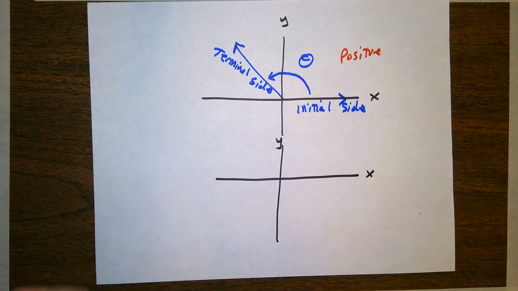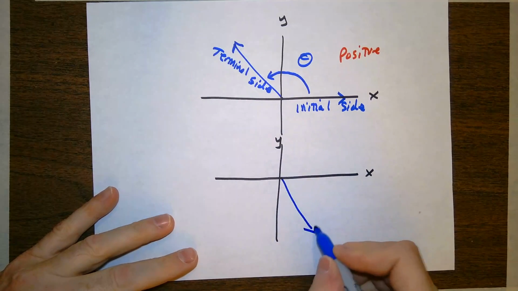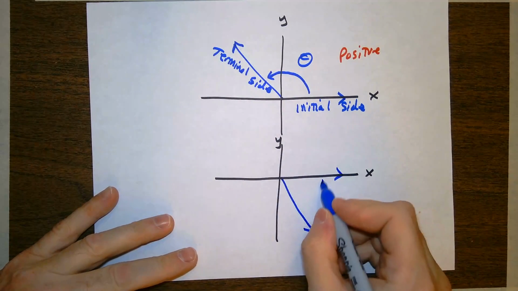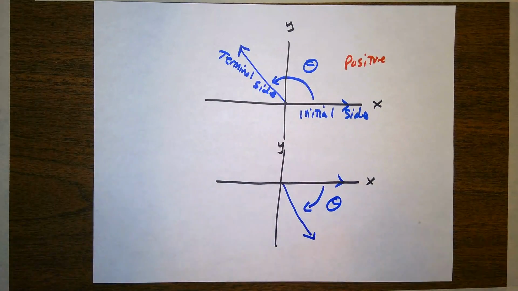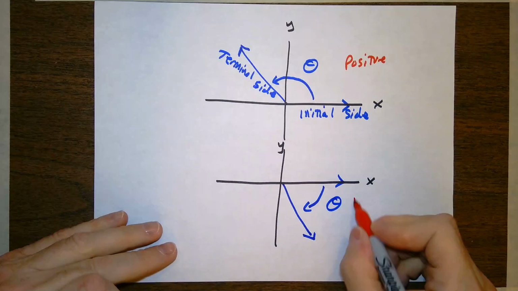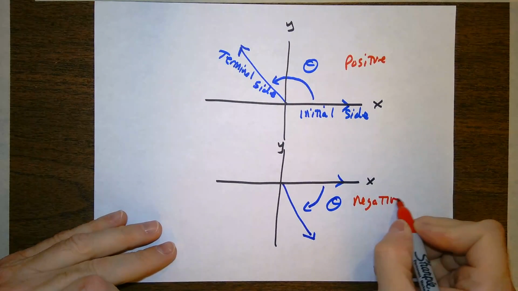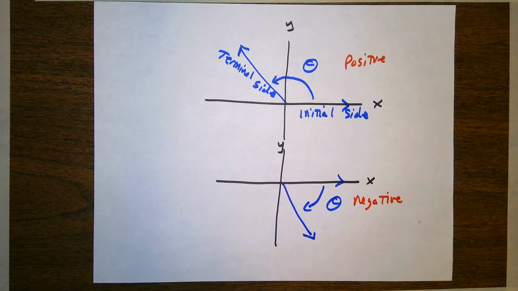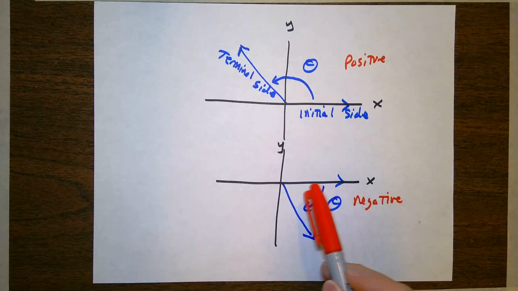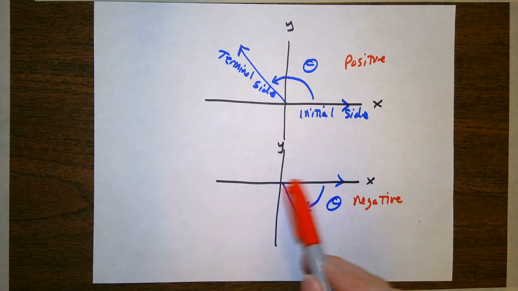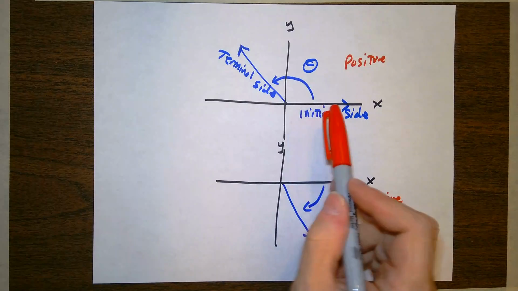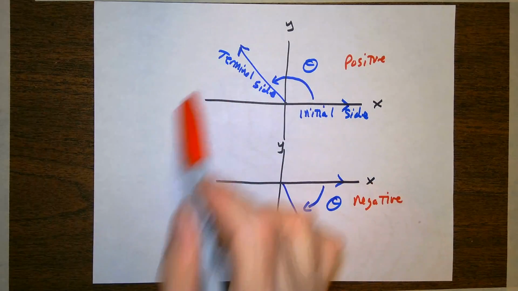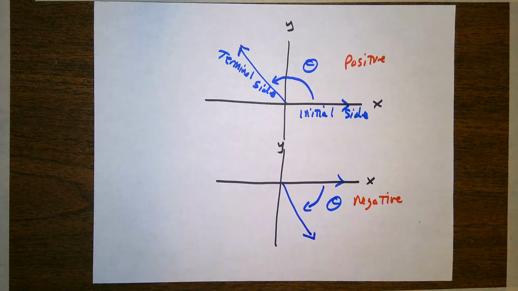But this time I could have a negative angle. It could go off in this direction. So here, measuring it this way, I could have a theta. And in this case, the theta would be a negative angle. It would be going clockwise, starting again at the x-axis and going clockwise would be a negative angle. Starting at the x-axis and going counterclockwise would be a positive angle.